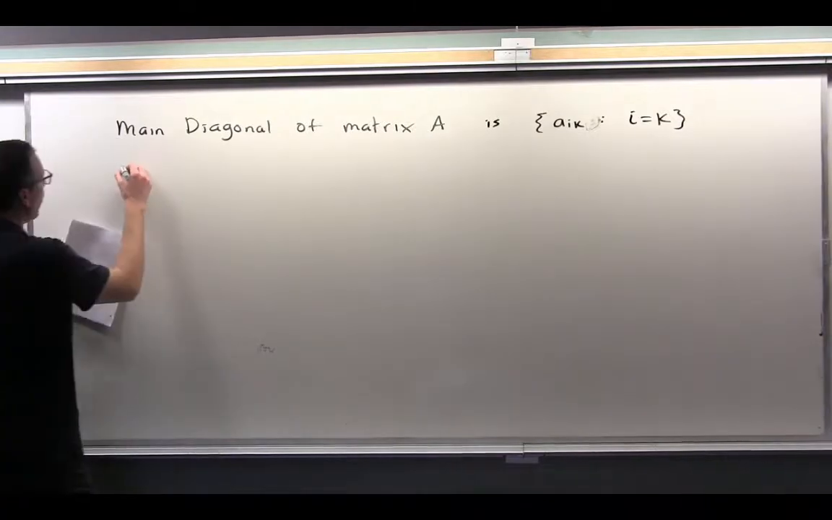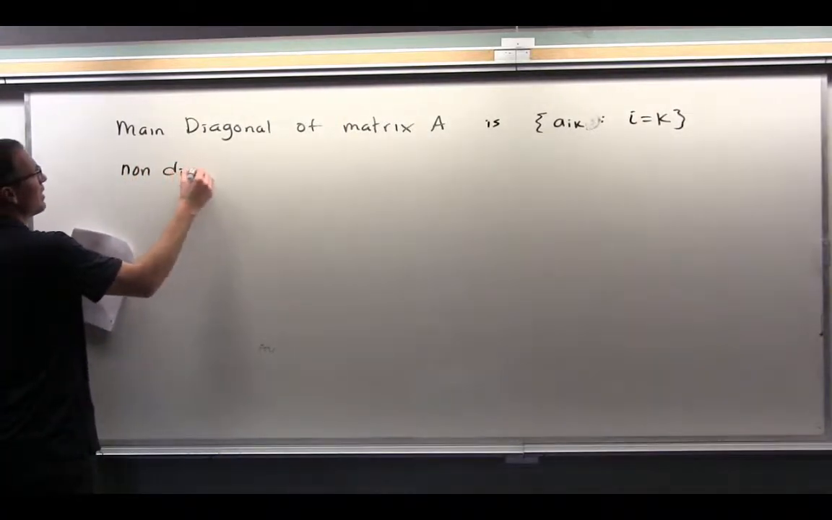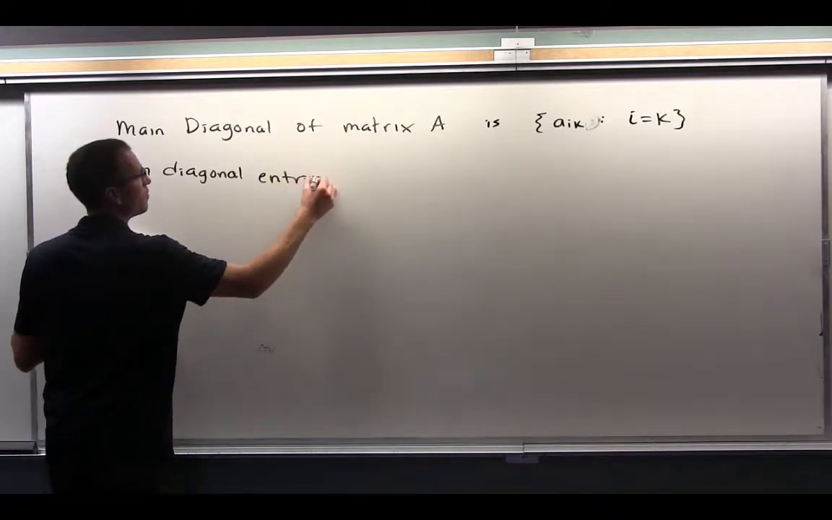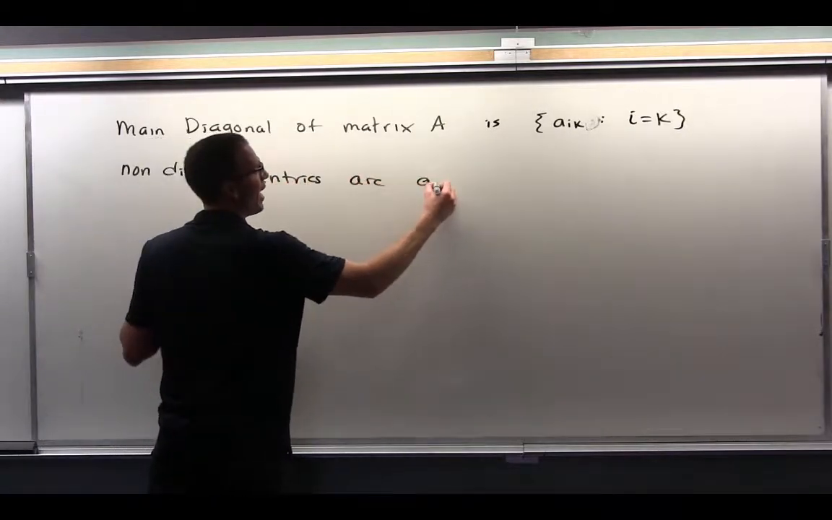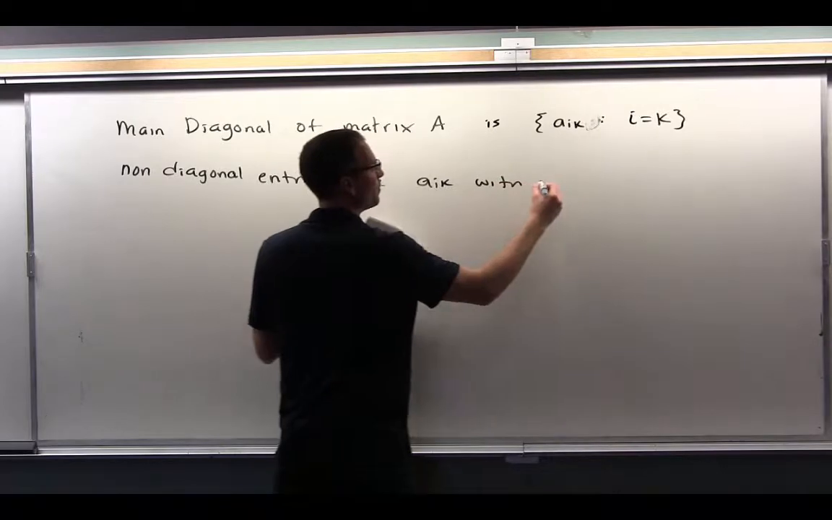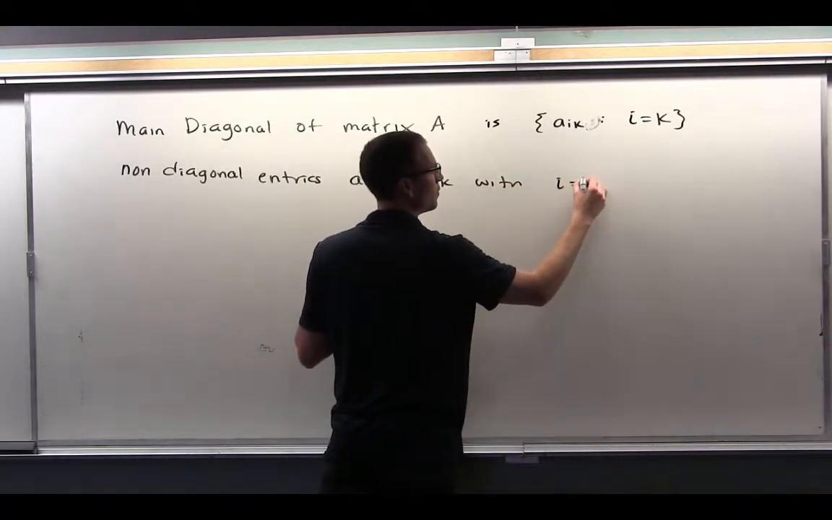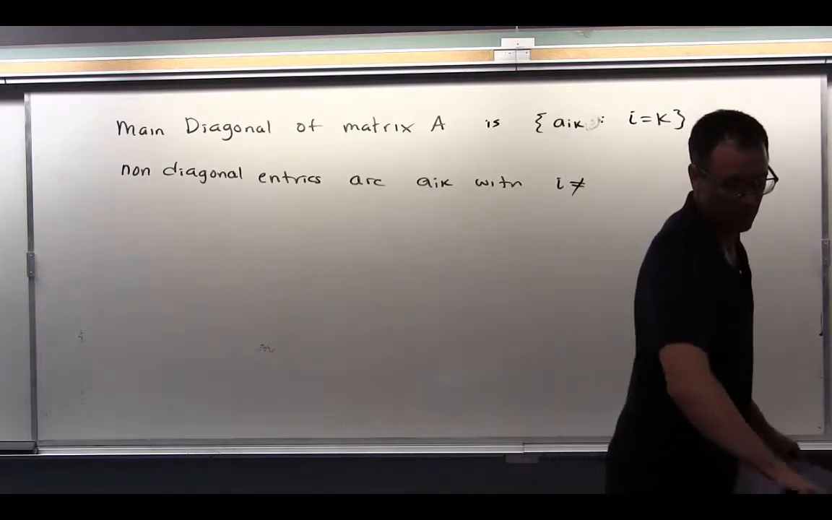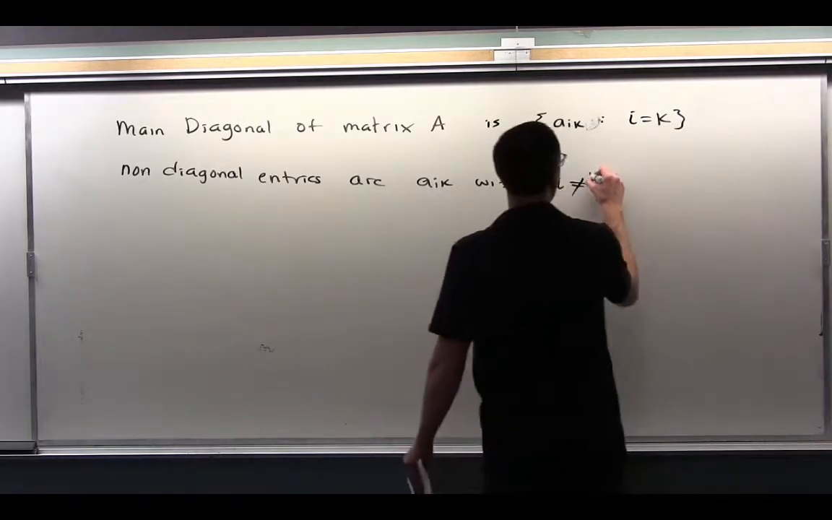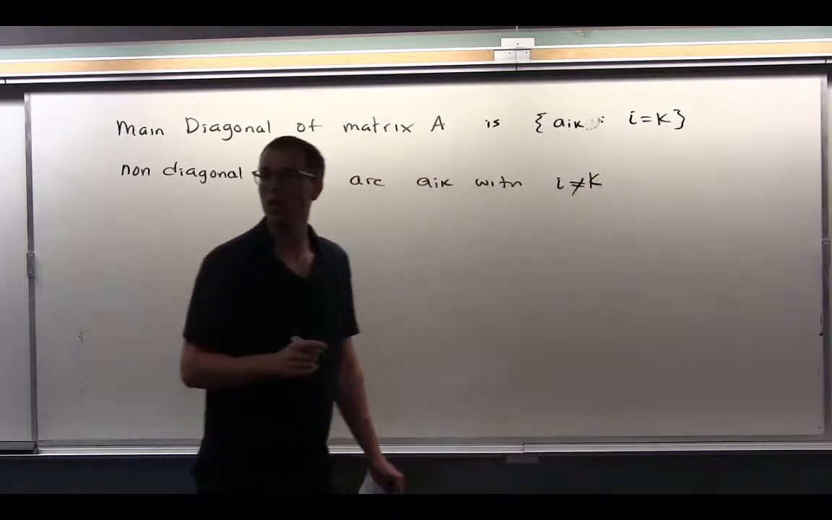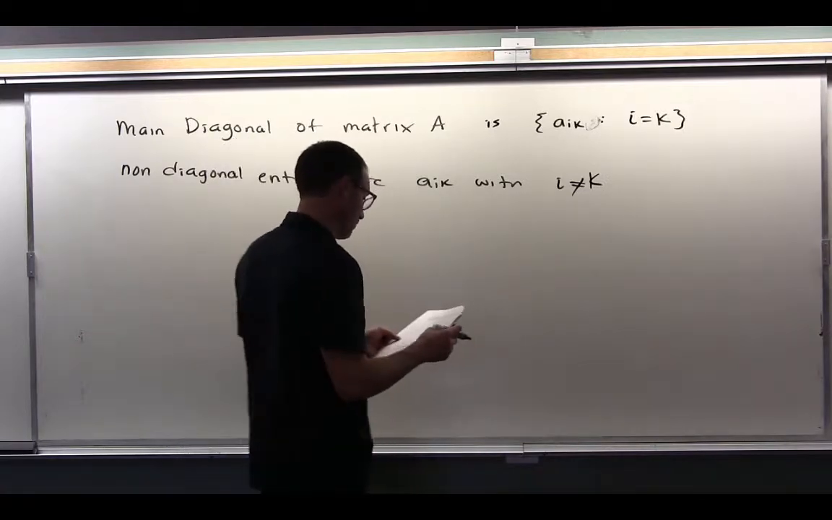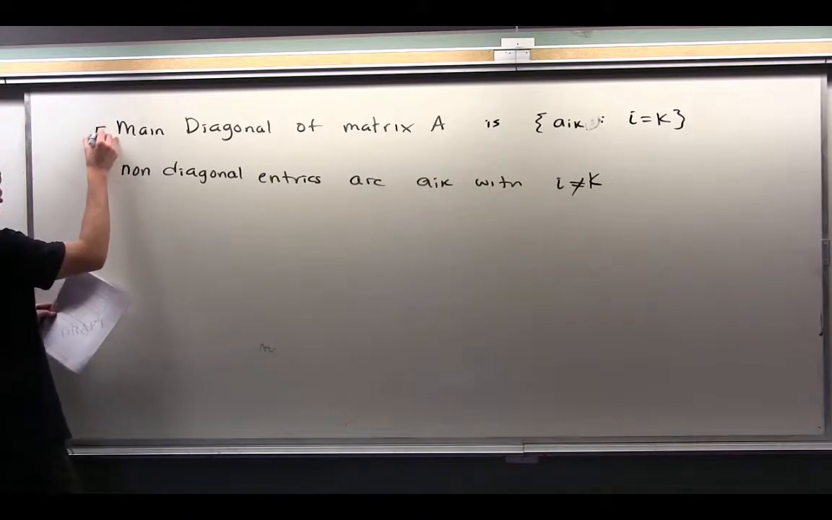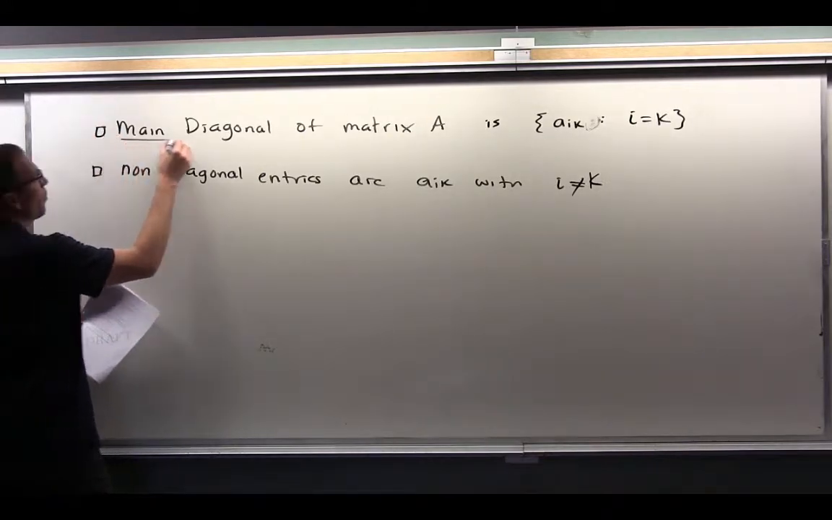All right. What about the non-diagonal entries? a_ik with what? What would you say must be true about those? Yeah, that the row index does not equal the column index. These are all different definitions that we're going to come up with.